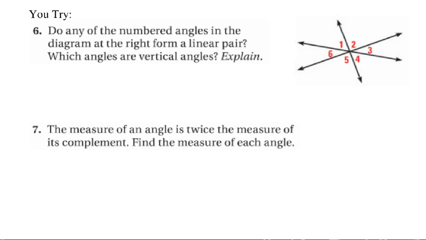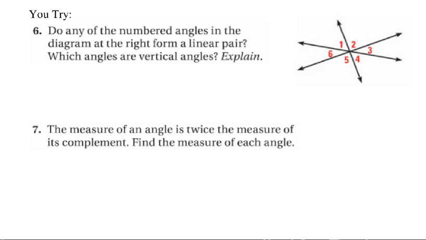All right, so the first question, number 6: do any of the numbered angles in the diagram at the right form a linear pair? And the answer is no. So remember, for a linear pair, we need to have only 2 angles formed on one side of the line, and a bunch of these, they all have 3 angles on one side. So that would be a no.